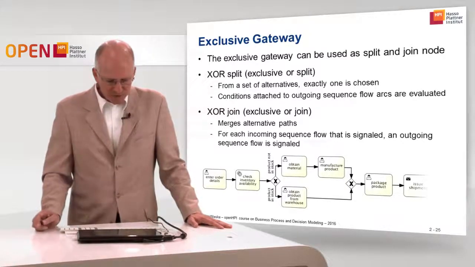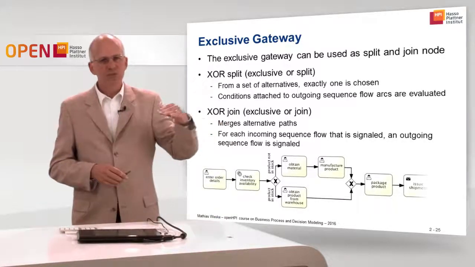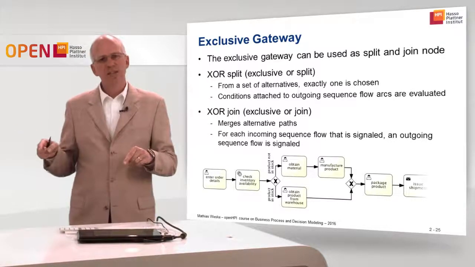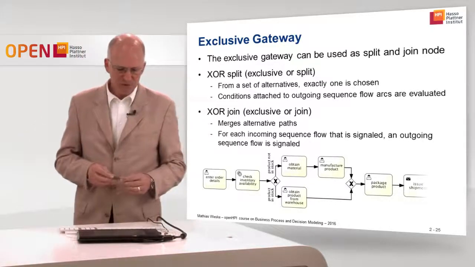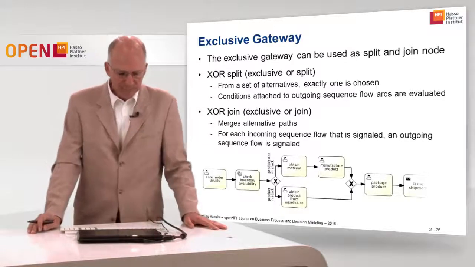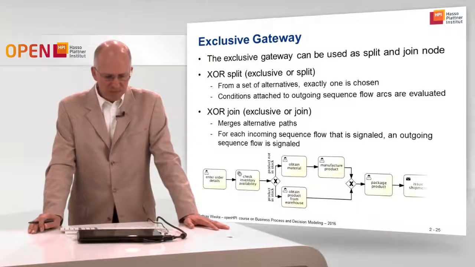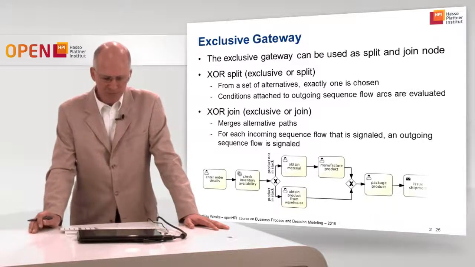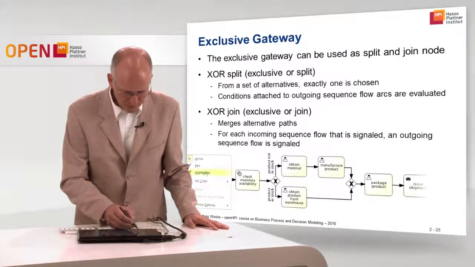On the other side, we have the XOR join, the exclusive OR join, and this construct is used to merge the paths. In the XOR split, we spread out into different alternatives, and these alternatives are then merged again in the XOR join. This construct merges alternative paths, and for each incoming sequence flow that is signaled, an outgoing sequence flow is generated.